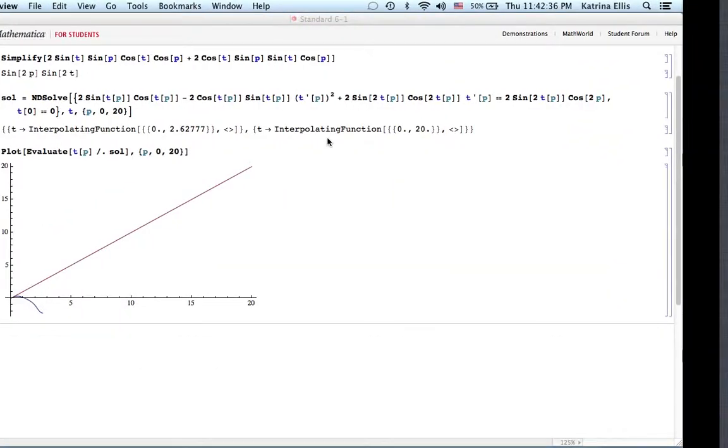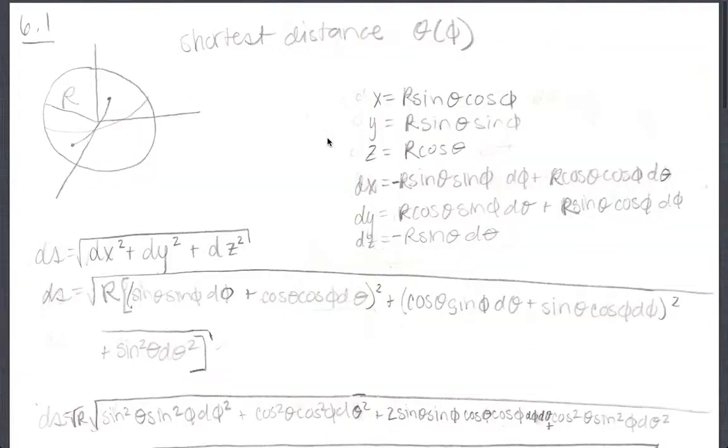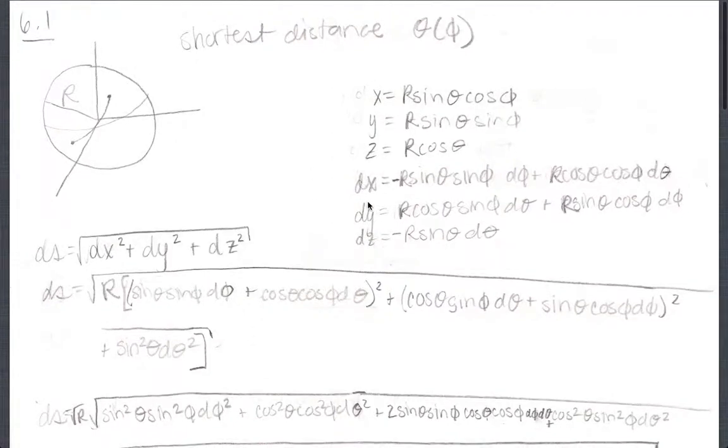So then for standard 6.1, I have the geodesic, the shortest distance, and what I did was I found it on a sphere instead of a cylinder, and I found it in terms of theta of phi. So I started out with an infinitesimal piece of a line. ds is equal to the square root of dx squared plus dy squared plus dz squared. And so x, y, and z in polar coordinates is this right here. So then dx would be taking the derivative of this first with respect to phi and then with respect to theta. So the product rule, sort of.